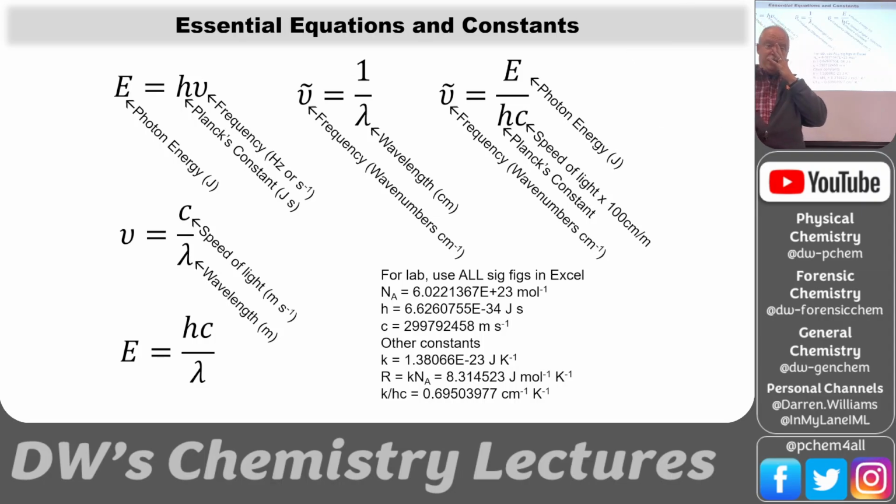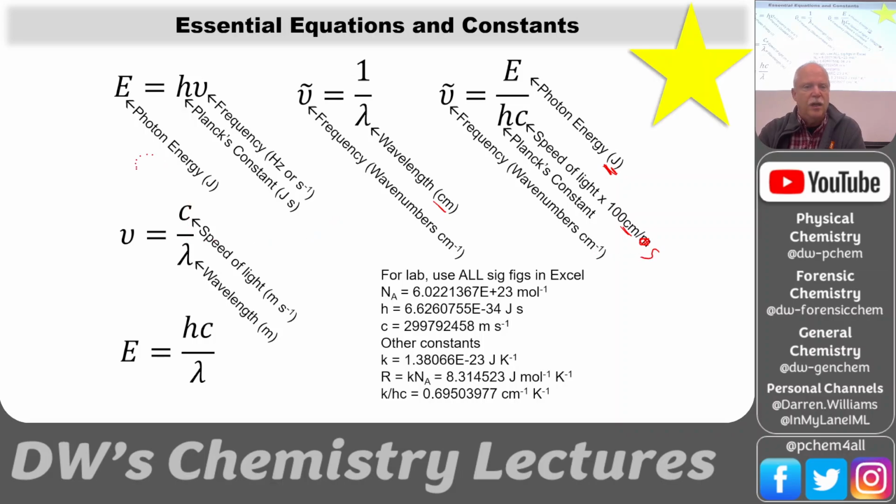And here's some essential equations for you. We've got the frequency and wave numbers, and that's what you get if it's 1 over the wavelength in wave numbers. If you have your energy in joules and you want to convert that to wave numbers, you divide by Planck's constant and the speed of light in centimeters per second. That should be per second, not meter.